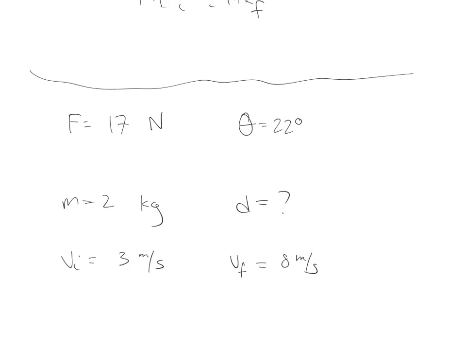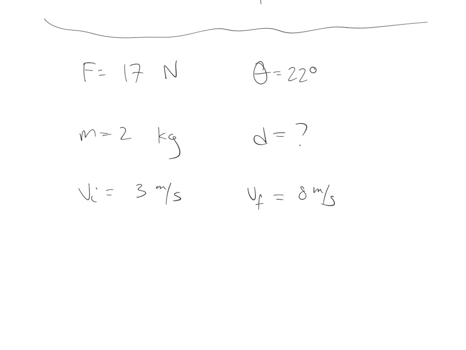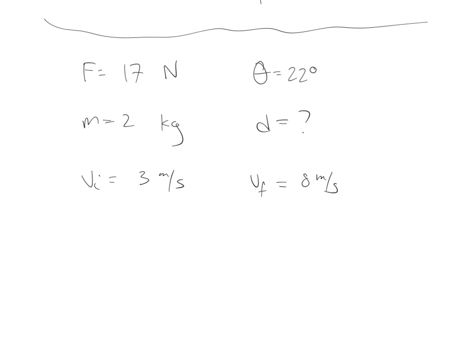So if we look at this problem, well, I won't jump to the conclusion yet. Here's what was listed, okay? This is what was given in this problem. Let's go through each part. It said to start, a force of 17 newtons was applied, that's F, at an angle of 22 above the horizontal, theta. How far will it travel if the mass of the object is 2 kilograms, that's M. And it changes velocity from 3 meters per second to 8. Well, 3 is initial, and 8 is final.